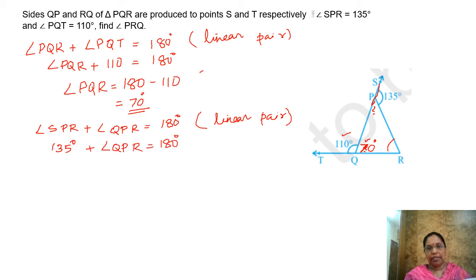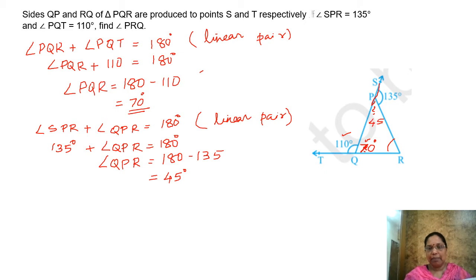Now what will you get? Angle QPR is equal to 180 minus 135, that is equal to 45. Very good. So now how do you get this? You got this angle as 45.